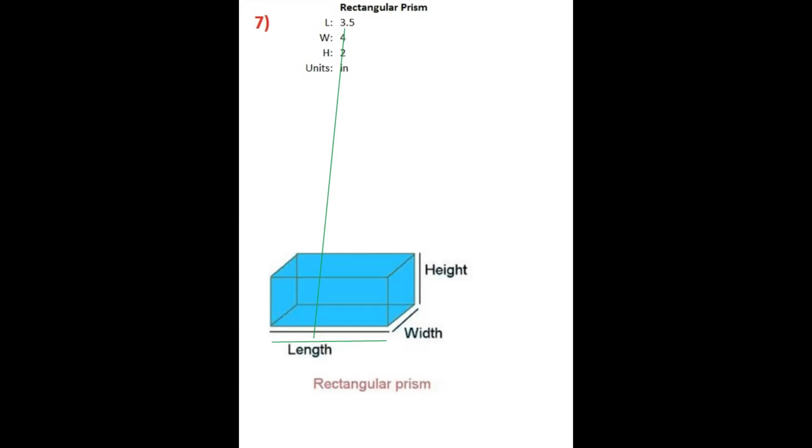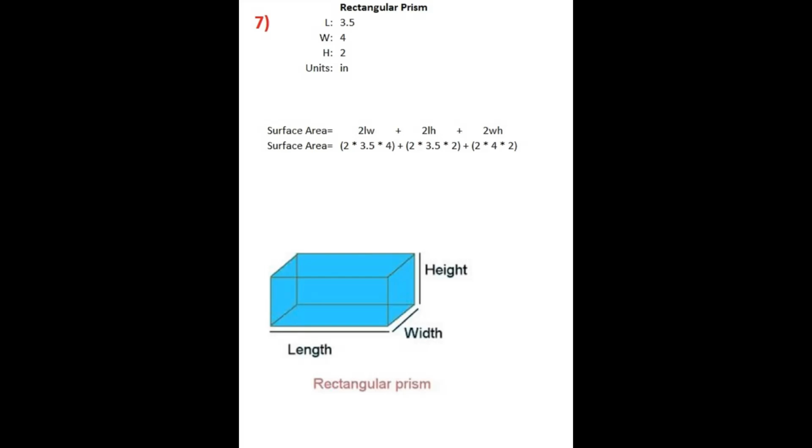Here's our dimensions. 3.5 inches is our length, 4 inches is our width, 2 inches is our height. We have our units as inches. So right here, here's our surface area: 2 times length times width plus 2 times length times height plus 2 times width times height. And we just work through the formula as we just did with number 6.